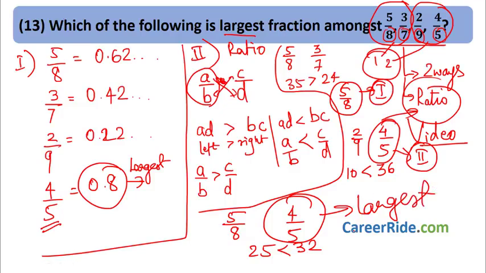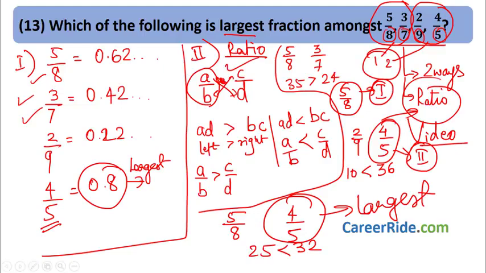Any fraction can be compared by this second method. Even the first method is applicable to any fraction, but when the denominator becomes greater than 10, it becomes very difficult to divide, right? So when the denominator is greater than 10, use the second method. If the denominator is 10 or less than 10, use the first method.